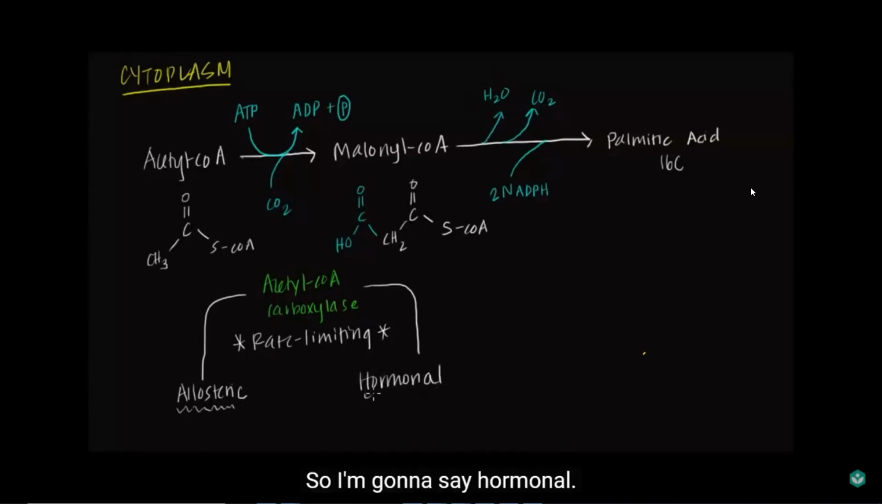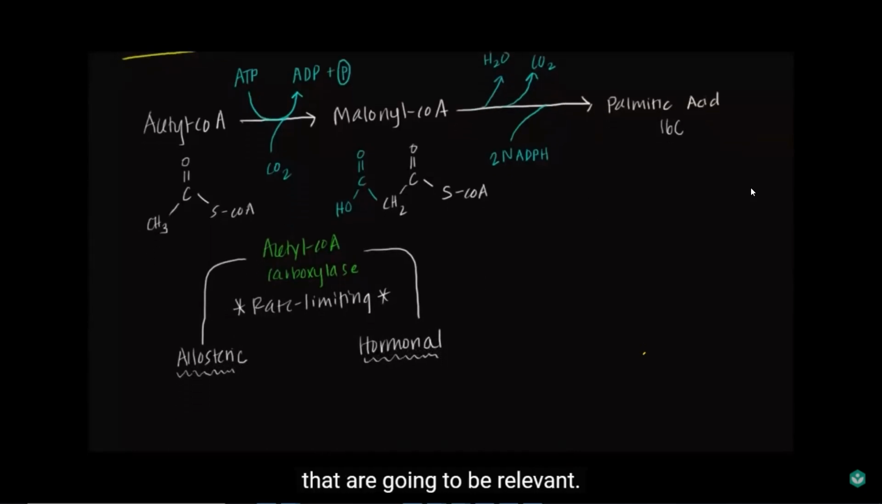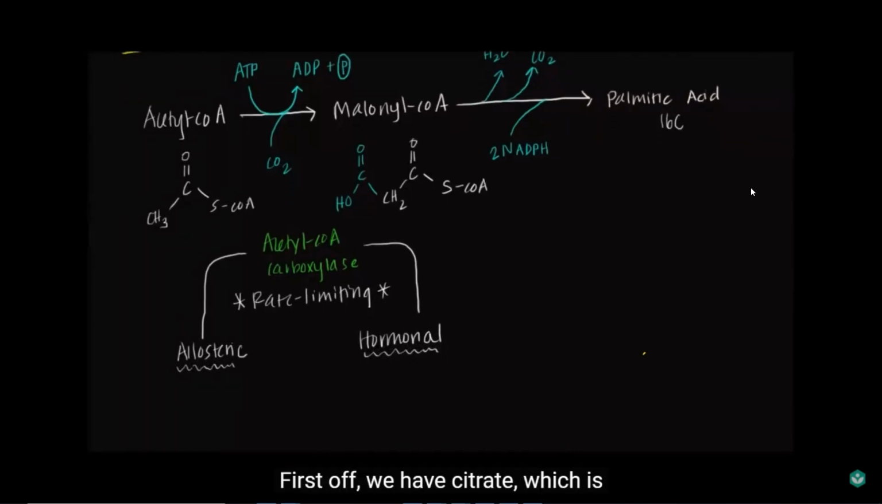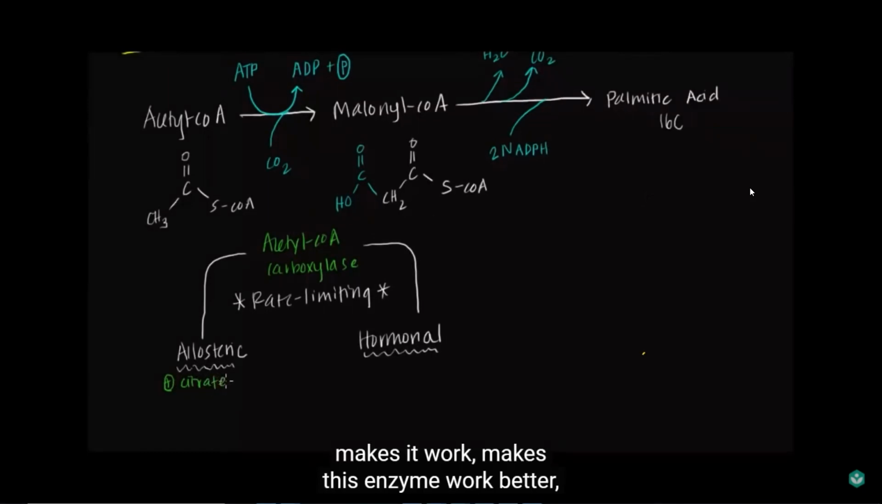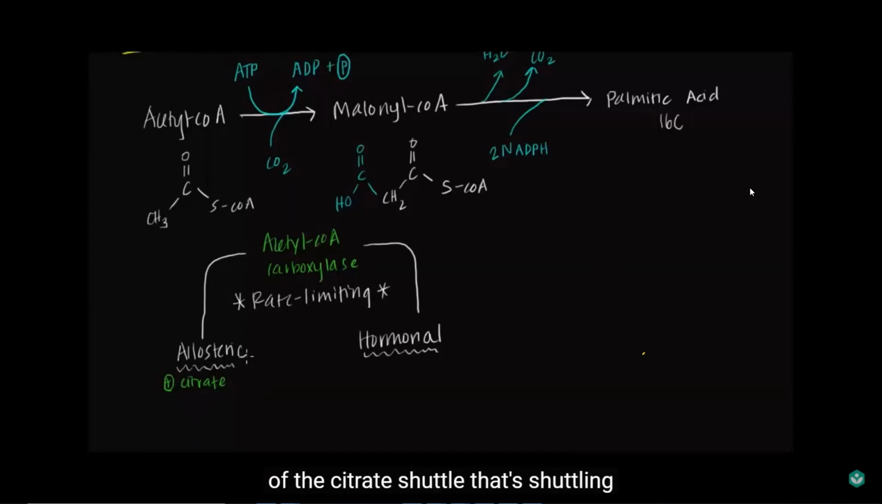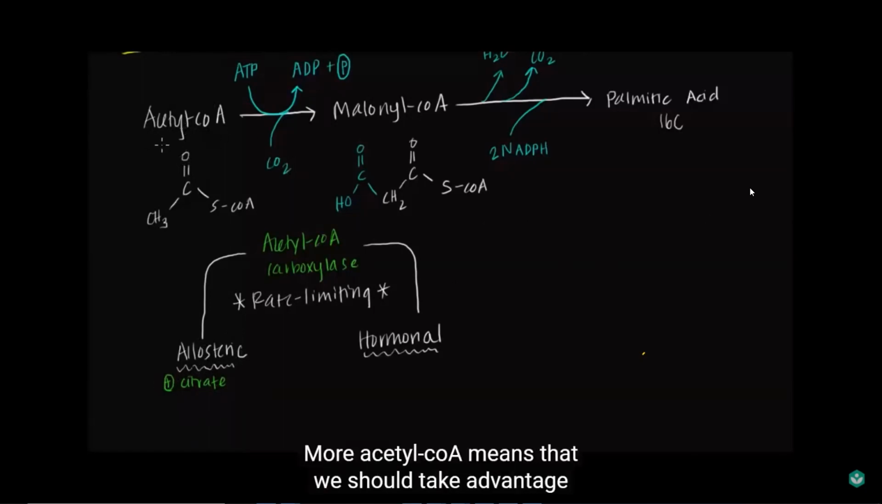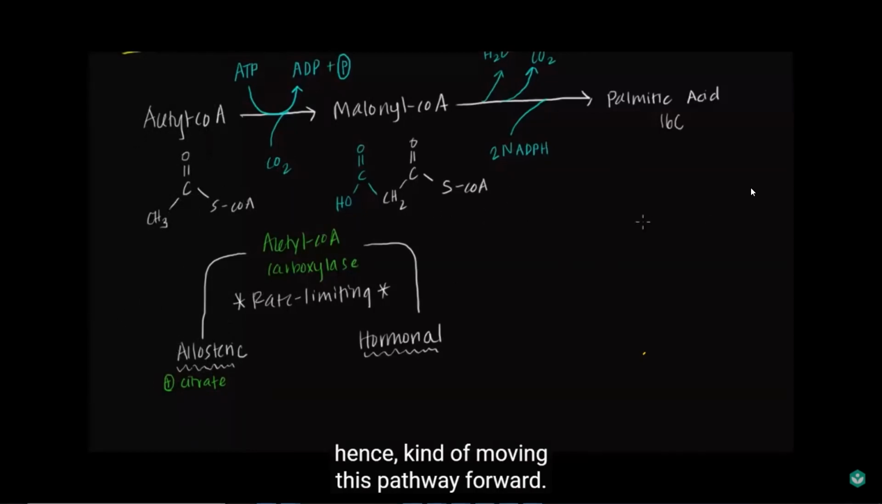So I'm going to say hormonal. I just want to mention a couple of these that are going to be relevant. First off, we have citrate, which is an allosteric activator of this enzyme. It makes this enzyme work better, and hence increases the flow through this pathway. This makes sense to me because I think of the citrate shuttle that's shuttling all of this acetyl CoA to the cytoplasm. More acetyl CoA means that we should take advantage of it and make more fatty acids, hence moving this pathway forward.